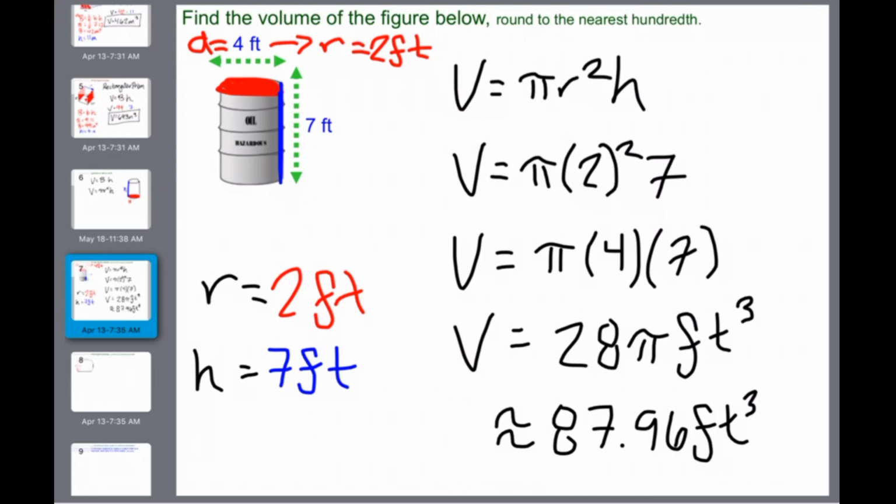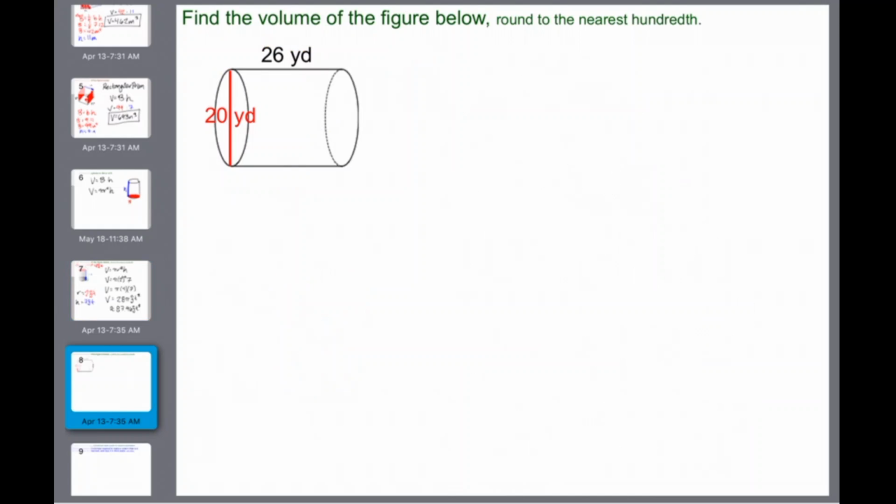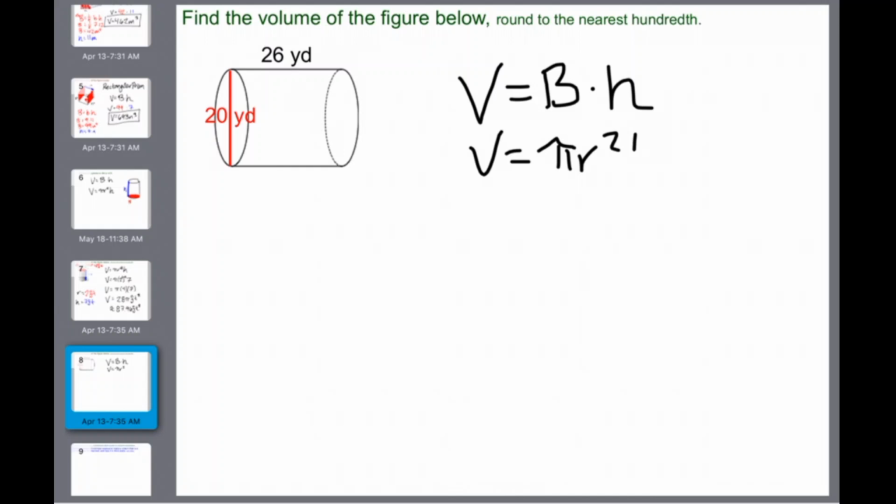All right, so let's try another one. So if you didn't pause the first one, make sure to pause this one. I do want you to try this one on your own. All right, so we still have a cylinder, so it's going to be the volume is the area of the base times the height, or pi r squared times the height.